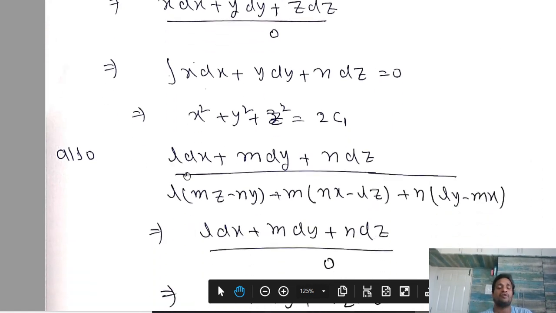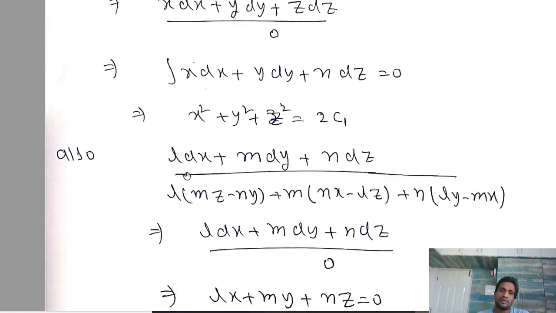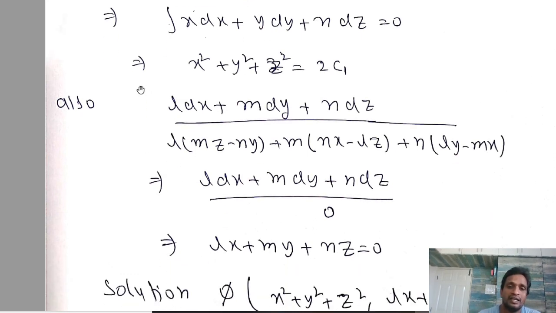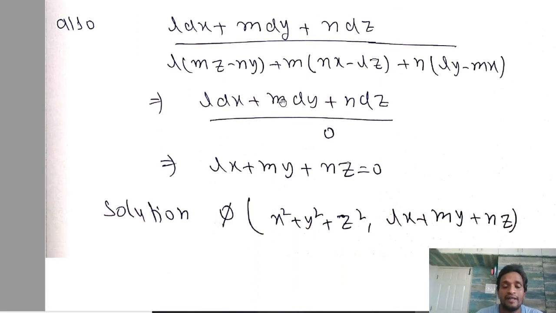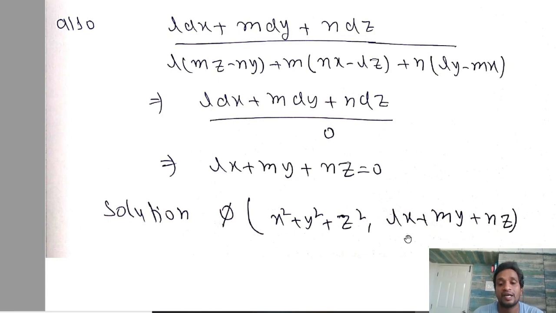One more solution we need for that purpose. Instead of multiplying with x, y, z, I am multiplying l, m, n respectively. So l dx plus m dy plus n dz, l into the value, m into the value, n into the value. Then if you simplify, the term will be 0. If you integrate this, l dx means lx, m dy means my, n dz means nz, equal to some constant. The solution is phi of x square plus y square plus z square, comma, lx plus my plus nz.